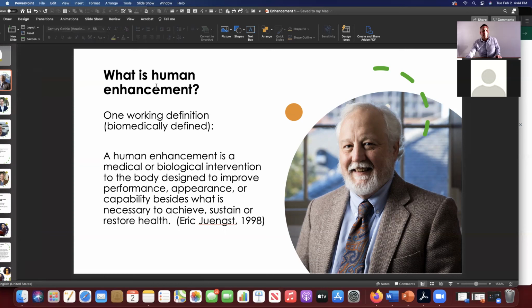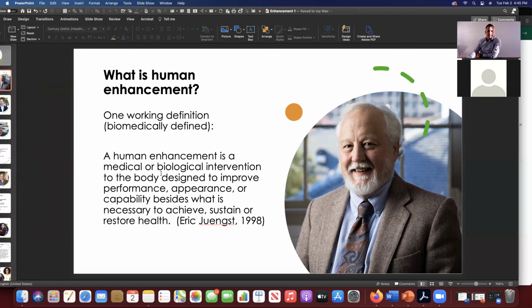So what is human enhancement? This is Juengst's definition. A human enhancement is a medical or biological intervention to the body designed to improve performance, appearance, or capability besides what is necessary to achieve, sustain, or otherwise restore health.